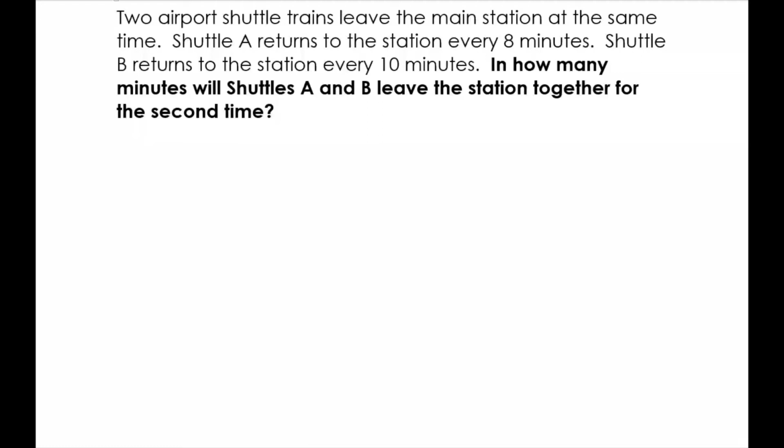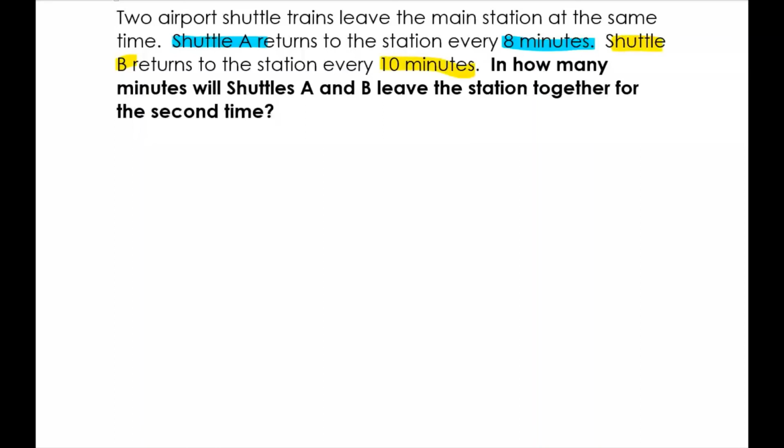First thing we need to do is identify some of the things we know and determine if this is going to be an LCM or a GCF problem. Well, GCF problems tend to be about grouping things. LCM problems oftentimes are about repetitive actions. So if you look here, it specifically says that shuttle A returns to the station every 8 minutes. And it says that shuttle B returns to the station every 10 minutes. Those are things that are happening repeatedly.